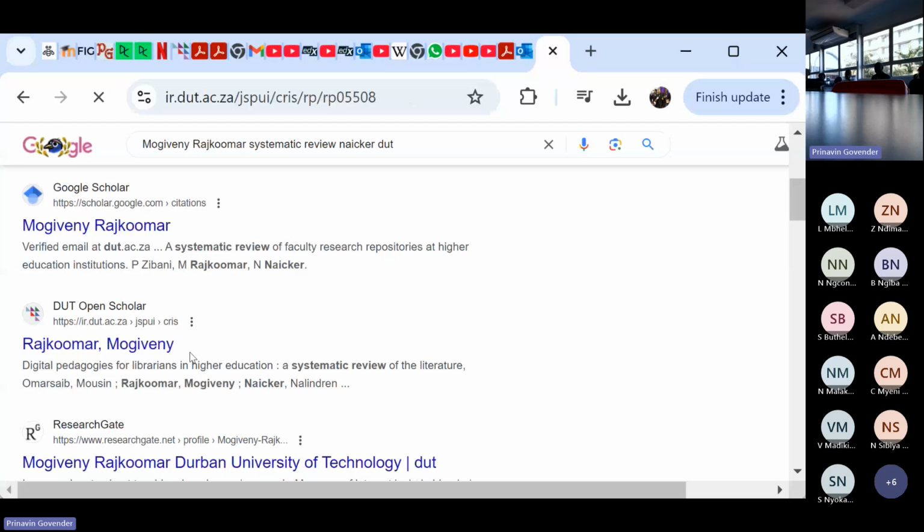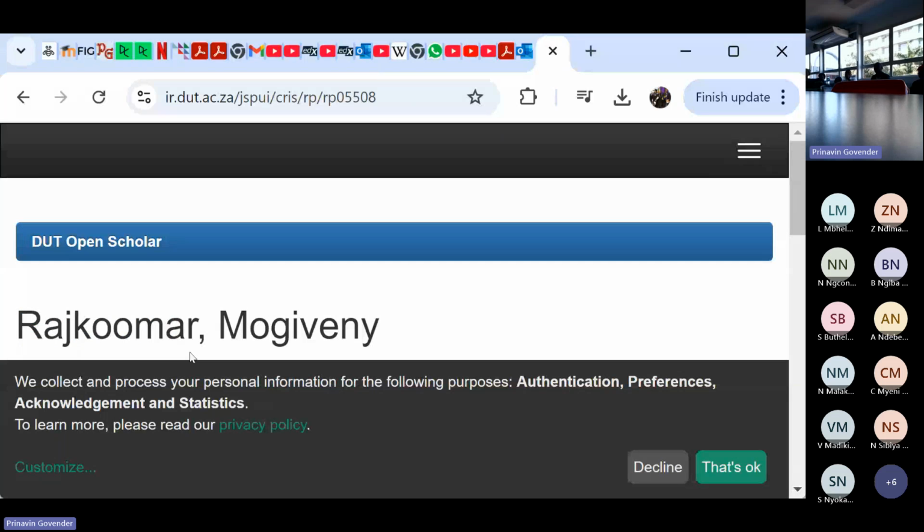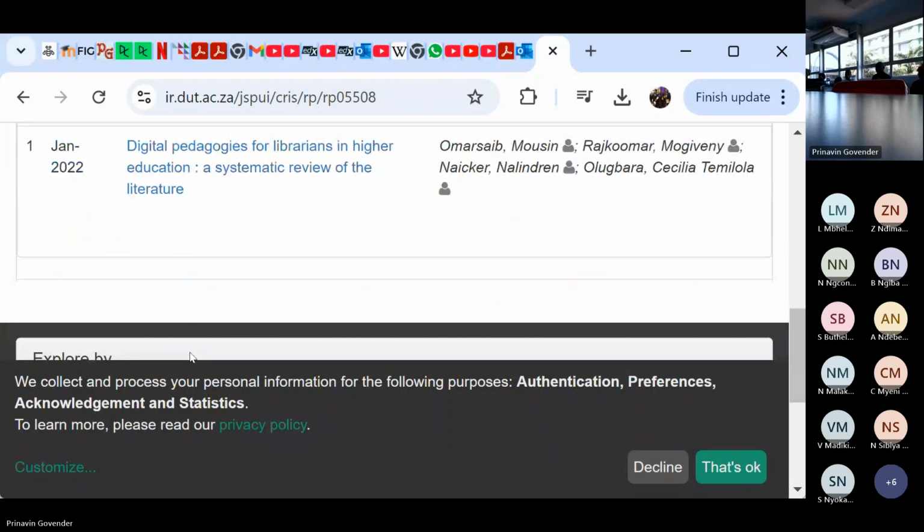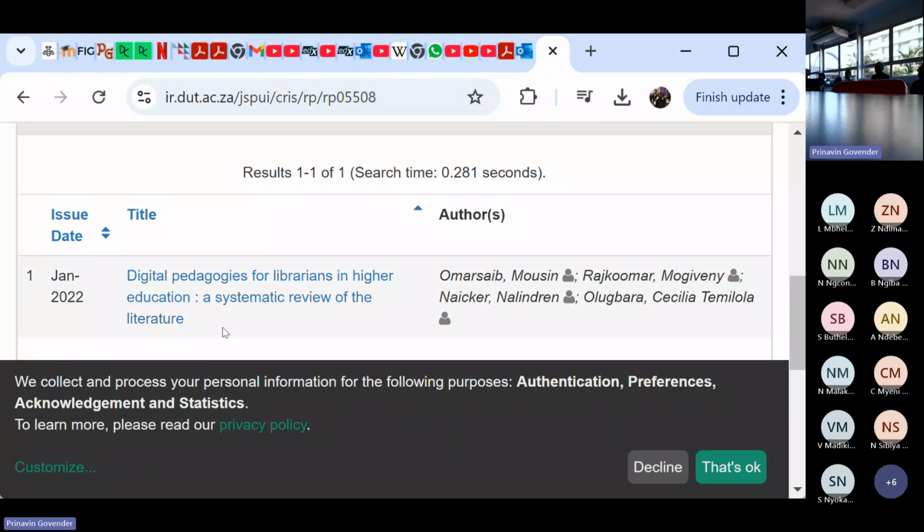Right. So I want a systematic review of journal articles, particularly with ERP systems. Right, digital pedagogies for librarians, a systematic review of the literature. So our topic is going to be ERP supply chain for DUT higher education, a systematic review of the literature. There's my topic, right? There's the person's name, Mohsin. You met him last week. Isn't this cool? We meet the author of the article.